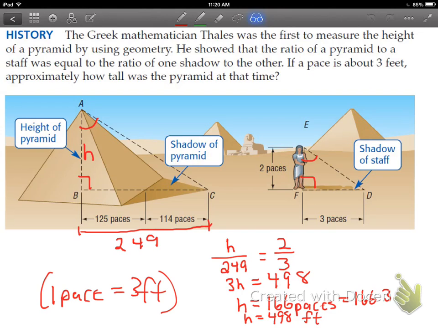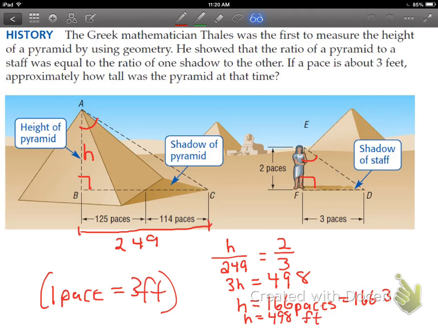Same idea again here. These two triangles are going to be similar by angle-angle. They both have the angles up at the top, which are congruent because the sun is shining down at the same angle on both the pyramid and on Tally there. And therefore, we'll take height over height. Actually, I took height of the pyramid over shadow of the pyramid equals Tally's height over Tally's shadow.